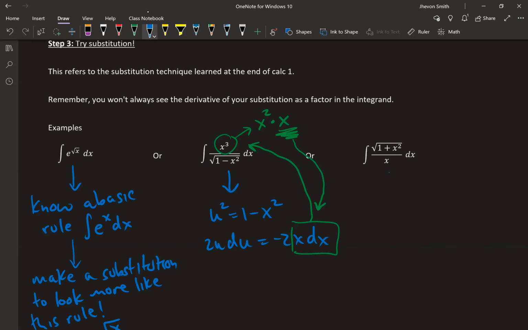In this scenario, we actually saw a similar situation here. u squared is equal to 1 plus x squared. 2u du is going to give you 2x dx. And again, seeing this here, it's not obvious, you don't really see it, but by multiplying by x over x, it gets you that guy.